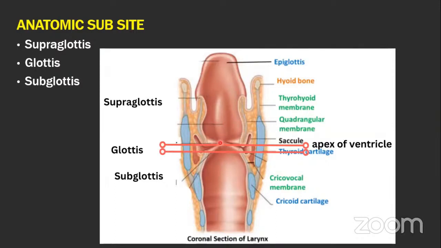So in the supraglottis, there is the epiglottis, arytenoids, aryepiglottic folds and ventricular bands, that is the false cord. And the glottis has the true vocal cords with the anterior commissure anteriorly and posterior commissure posteriorly. And subglottis is the area below the level of the vocal cords. Okay, so the anatomical subdivisions are divided into supraglottis, glottis and subglottis by 2 imaginary lines, one passing through the apex of the ventricle and another 1 centimeter below the first line.